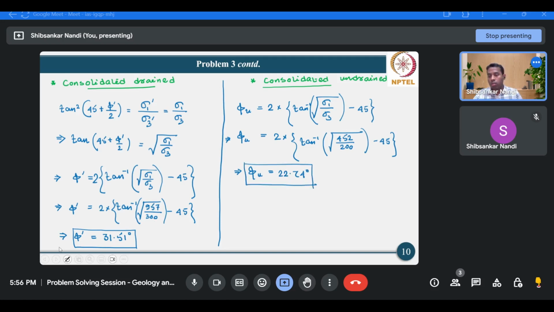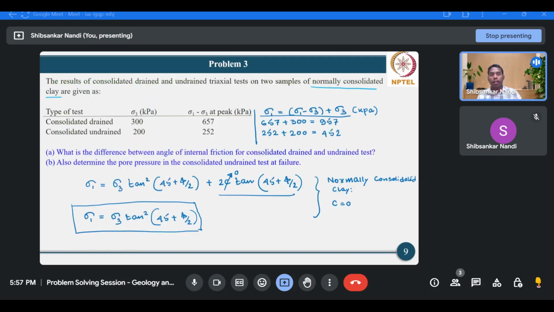Therefore, the answer to the first question of this problem would be the difference, phi prime minus phi u, that is 31.51 minus 22.74. How much is it? So it's 8.77 degrees. Okay, so this is the answer to the first question of this problem.